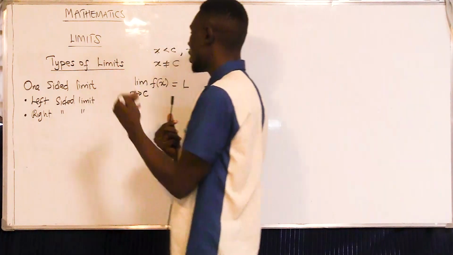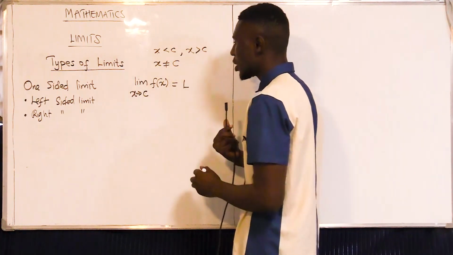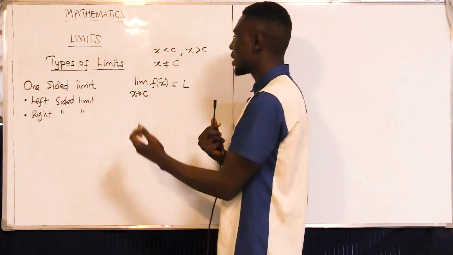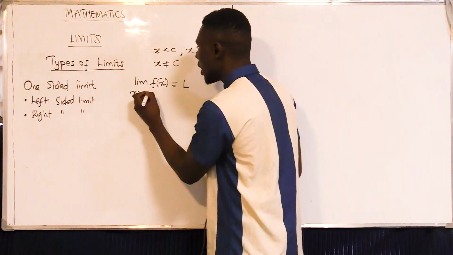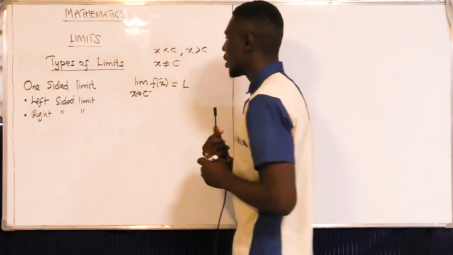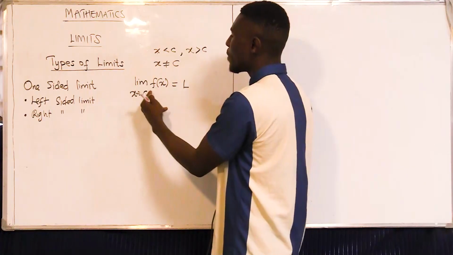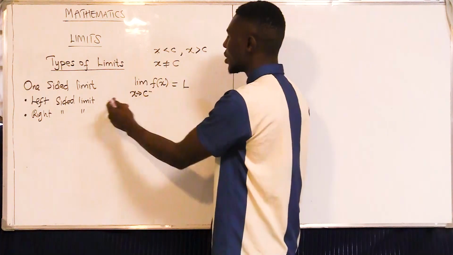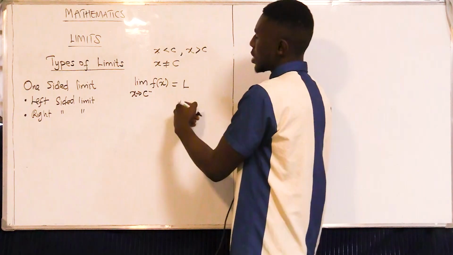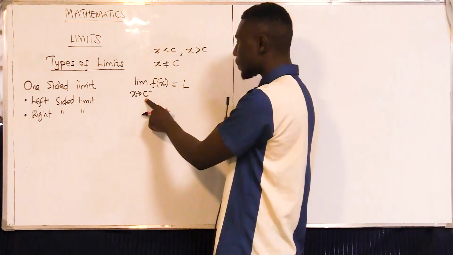Now to be very specific, if x is approaching c and x is less than c, we say that kind of limit is a left-sided limit. And if x is greater than c but approaching c, then that kind of limit is a right-sided limit. In terms of notation, if x is approaching c from the left, meaning x is less than c, we assign to c an exponent which is negative. This doesn't mean that c is negative, it's just telling us that c is being approached by x from the left side, or rather x is less than c.